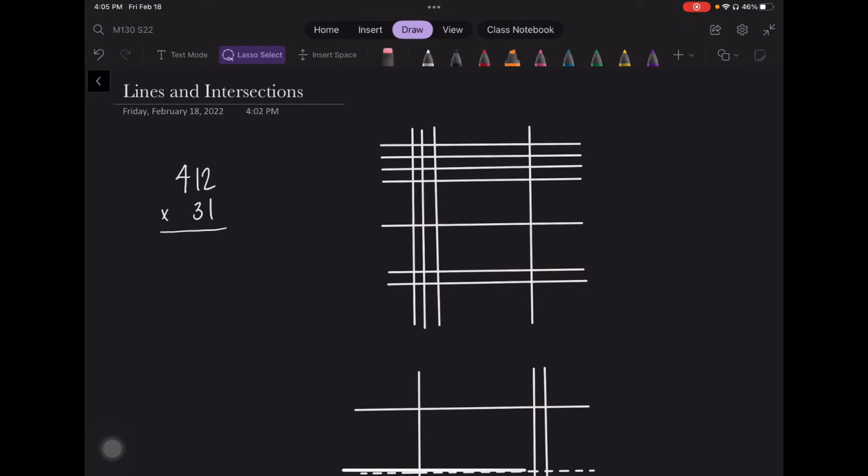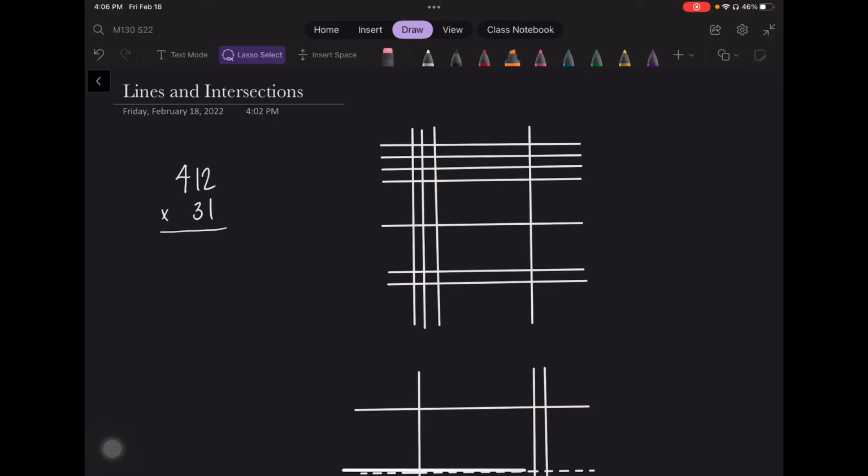Now we're going to explore lines and intersections. This is another way to multiply where instead of using lattice method or your standard multiplication algorithm, you're using lines to represent the number that you have and where they intersect to be the number that is the multiplication. So for instance, I have 412 times 31 here.